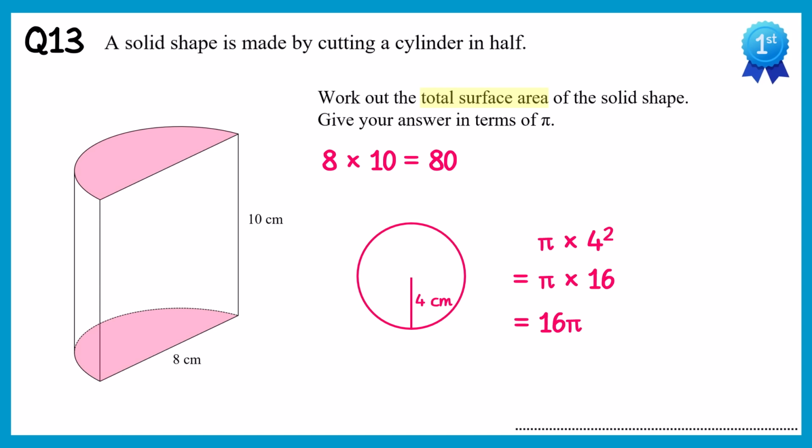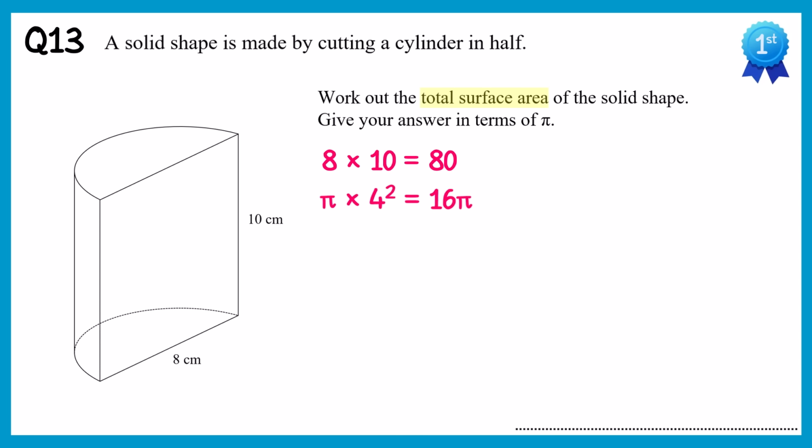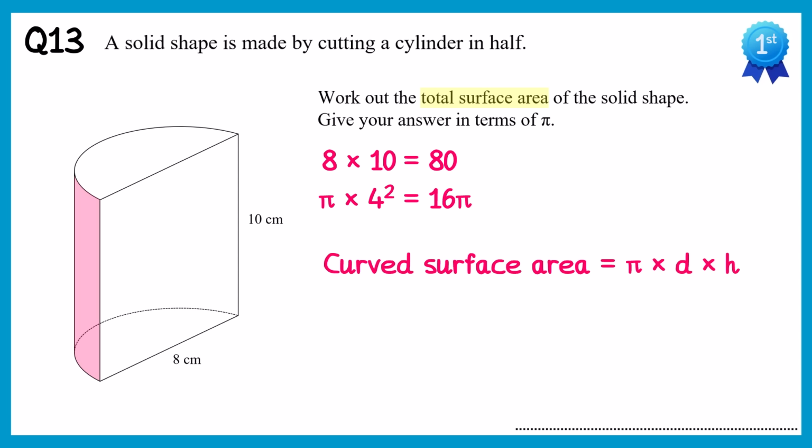So we've now found the area of 3 of the surfaces. We just need to do this curved surface here. To find the curved surface area of a cylinder, we do pi times diameter times height. So if this were a full cylinder, we would do pi times the diameter, which is 8, times the height of the cylinder, which is 10. 8 times 10 is 80, so it would be 80 pi.